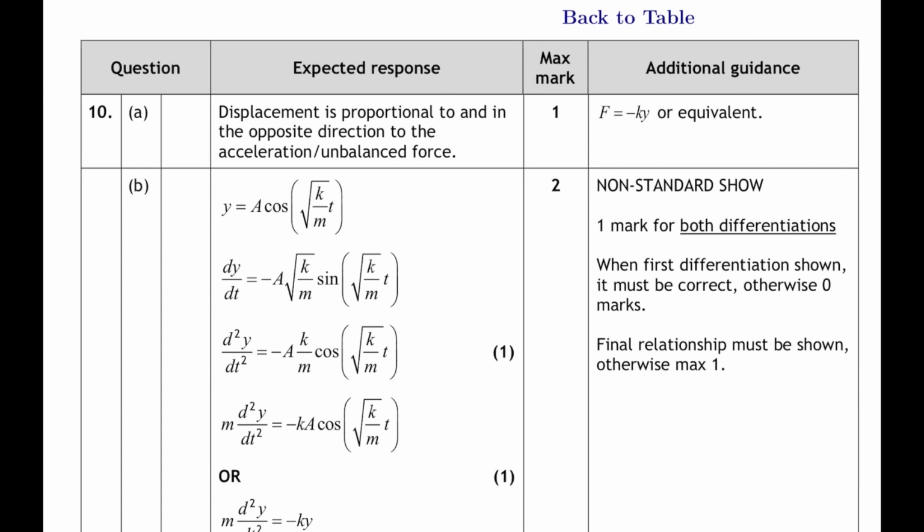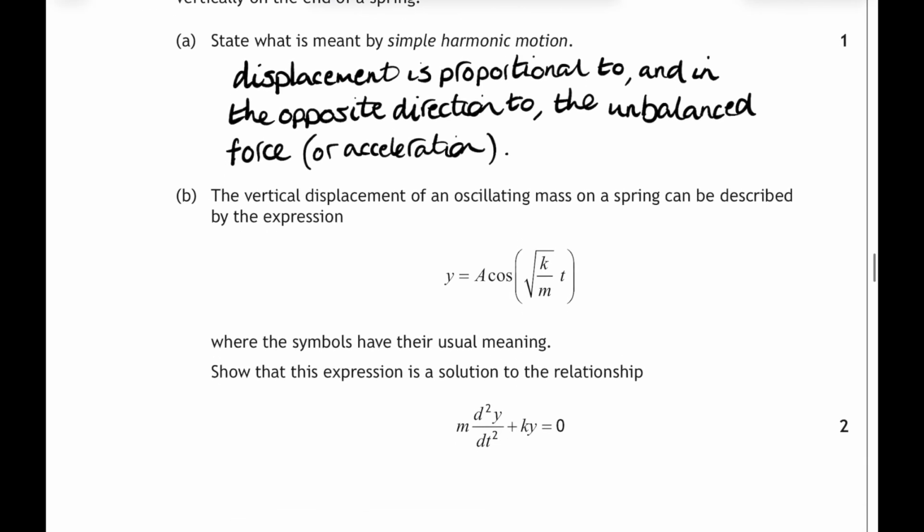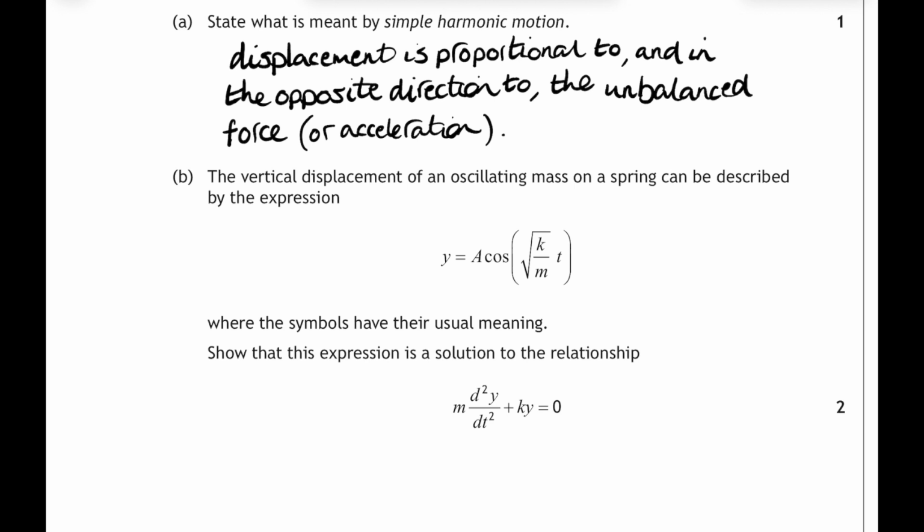There's the marking instructions. And interestingly enough here, you could just have written the relationship from the relationship sheet, F equals minus ky, because that too is just a statement of what simple harmonic motion is, albeit in equation form.